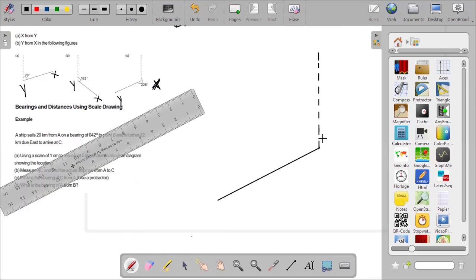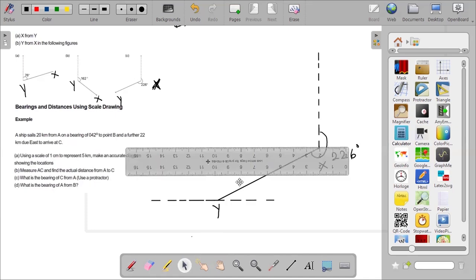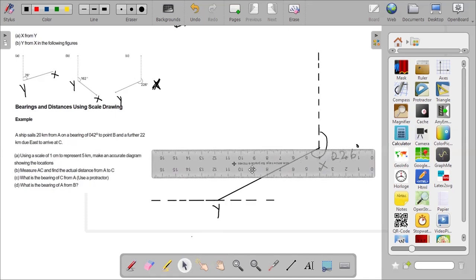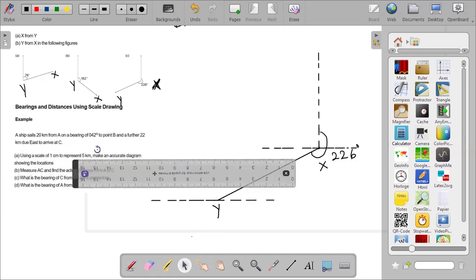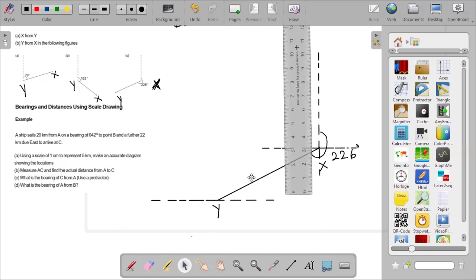Okay, so this angle here, according to the diagram, is 226. And this is point x, while this is point y. Then the question says we should find the bearing of x from y. X from y, okay? Look at y here. Let's get a cardinal point at point y before we can answer that. Also get a cardinal point here because we need it. Finally, let's get the vertical line also. Do the same thing here.